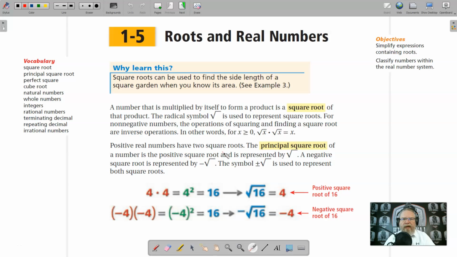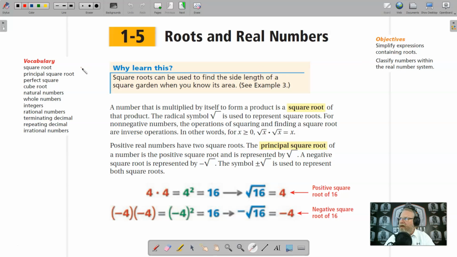Hello, this video is for Algebra Textbook, Chapter 1, Lesson 5. That lesson is titled Roots and Real Numbers. The objectives for this lesson are to simplify expressions containing roots and to classify numbers within the real number system.